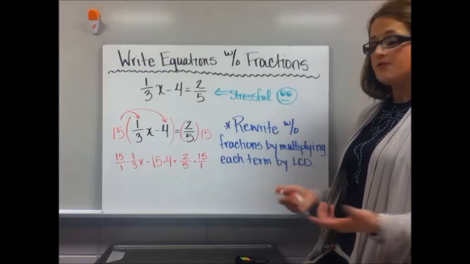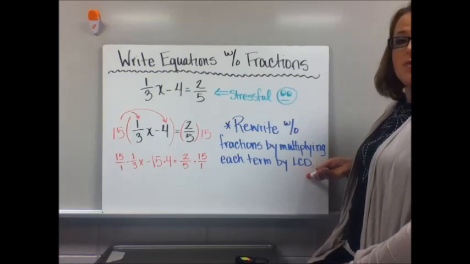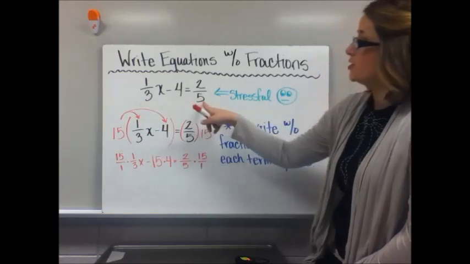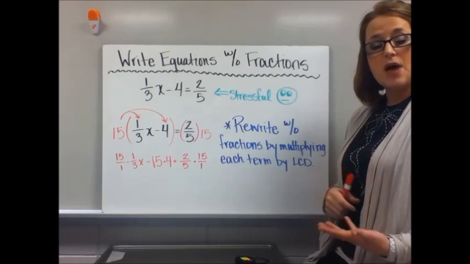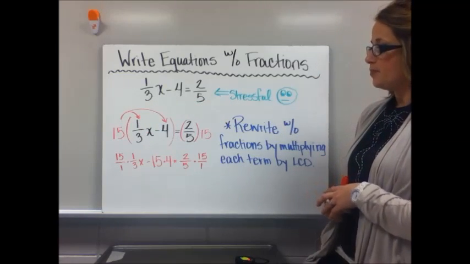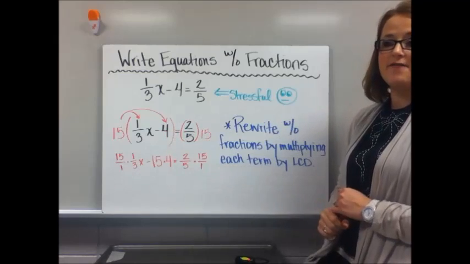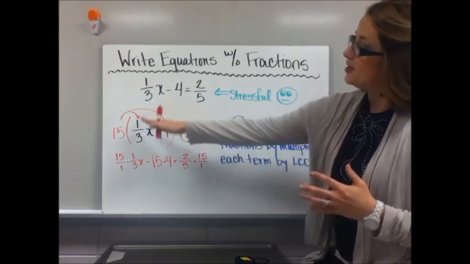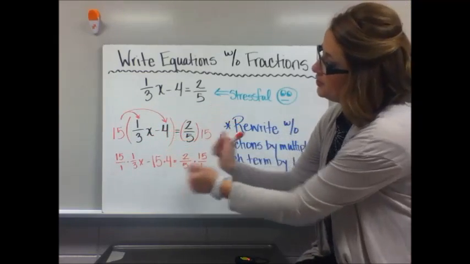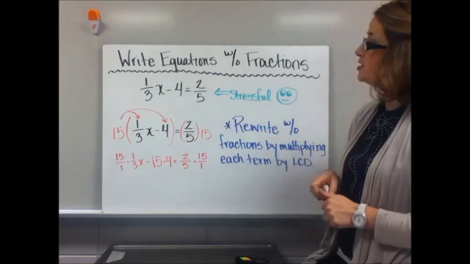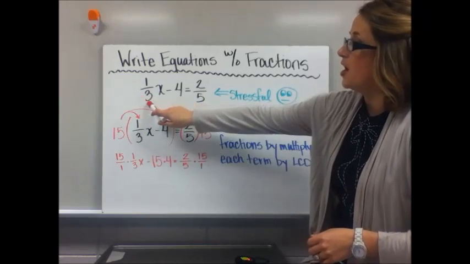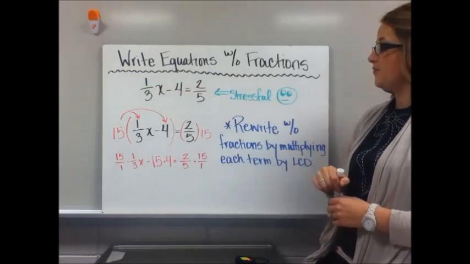Where does 15 come from? That is the least common denominator. I looked at my denominators, 3 and 5, and their least common multiple is 15. So I multiply each side by 15. And when I'm multiplying the left side times 15, I put parentheses around it because I'm not just multiplying 15 times 1/3, but also by -4.